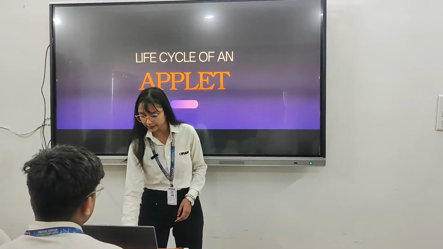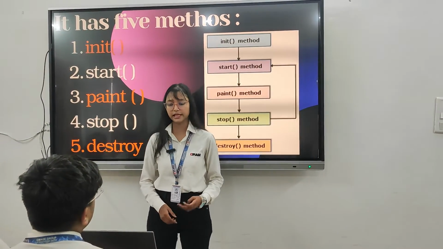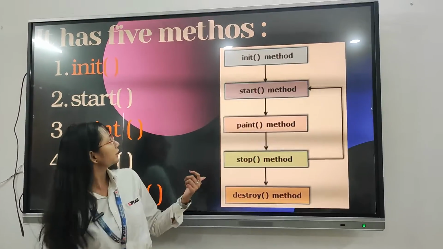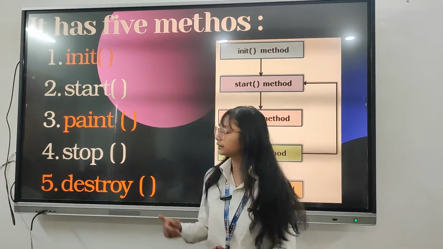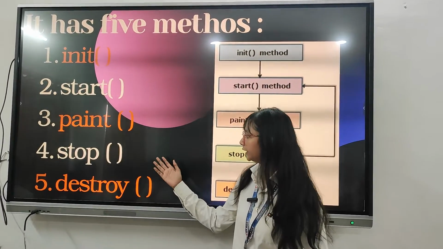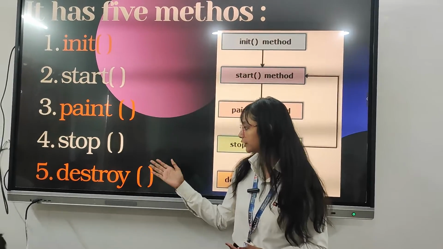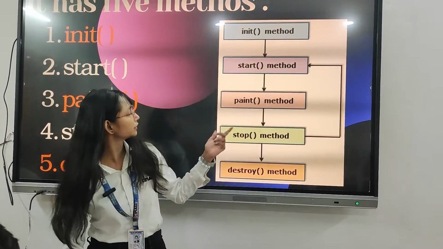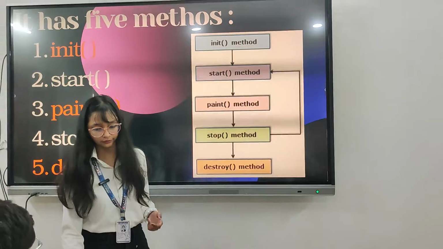So let's see the life cycle of an applet. There are 5 methods. The first is init, the second is start, the third is paint method, the fourth is stop, and the fifth and last one is destroy method. This is the diagram which is shown here. Now let's see each method one by one.